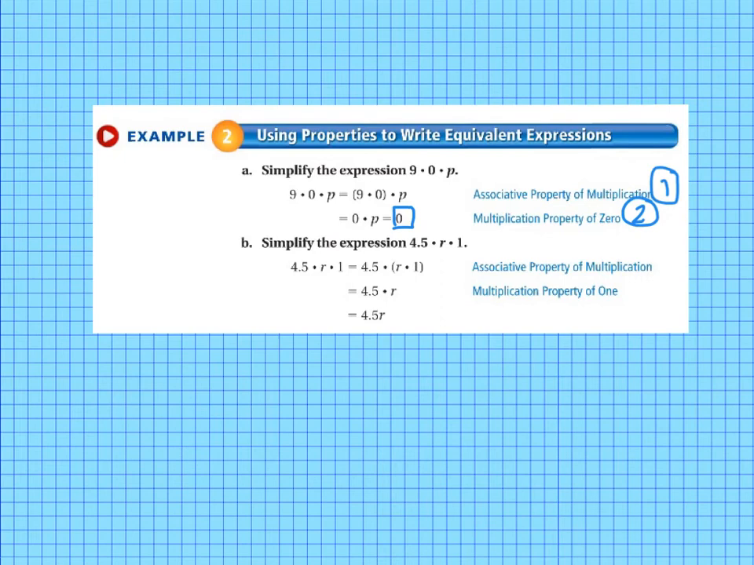Letter B, we are simplifying the expression 4.5 times r times 1. So using the associative property of multiplication, we're going to group the r times the 1 in parentheses so that it essentially neatens things up for us and makes the 1 go away, because we need to recognize that r times 1 is really just r. So that becomes 4.5 times r. So we used our multiplication property of 1 to simplify that part, and then we multiply 4.5 times r, which equals 4.5r.